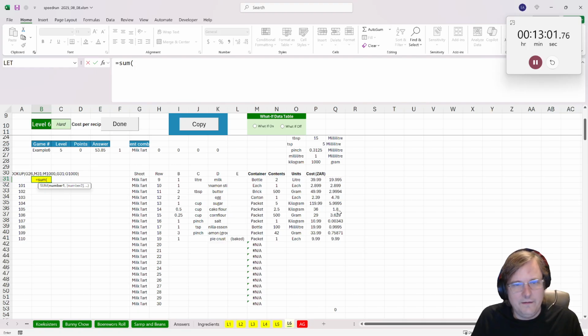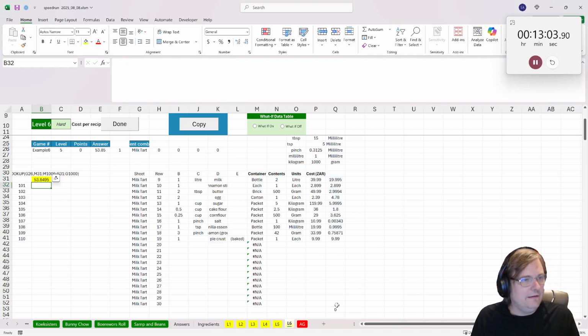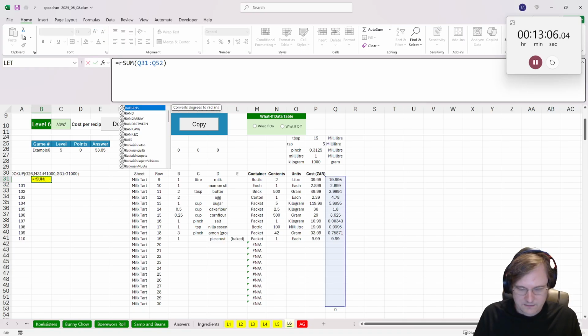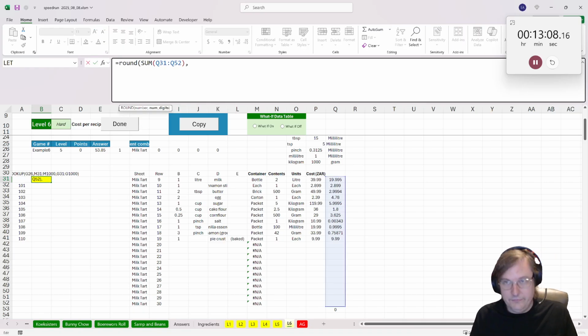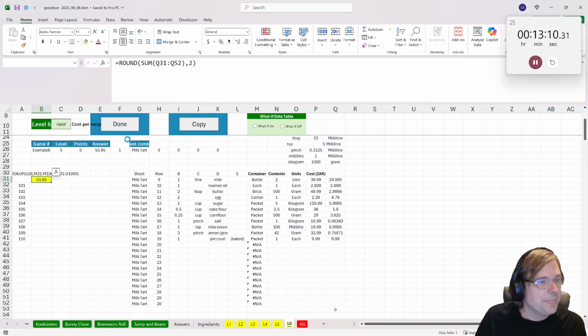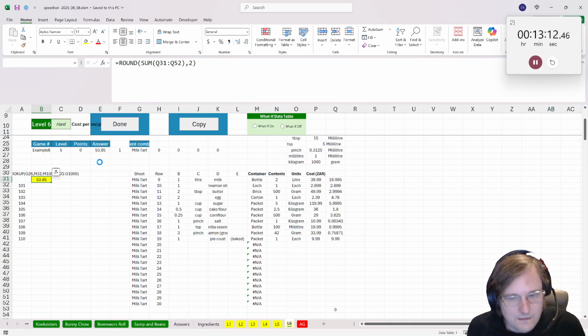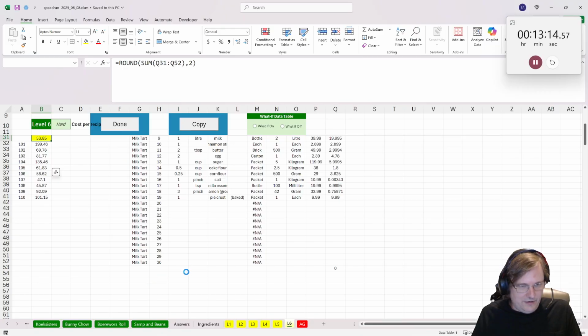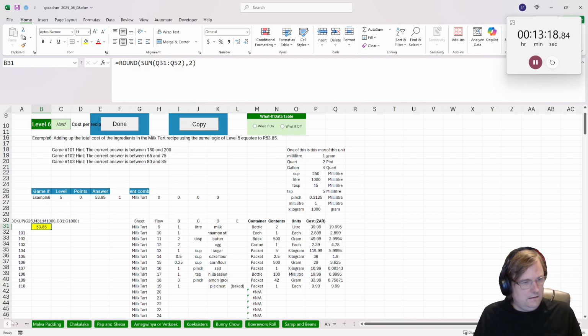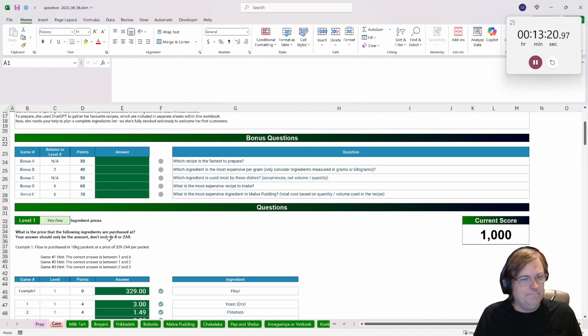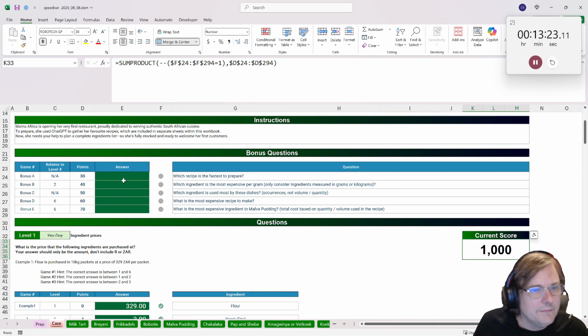All right, so sum up the price of the ingredients, round to 2 places, and that should be right. We'll see in a second. Let us check the case. 1,000 points so far, that means it's right.